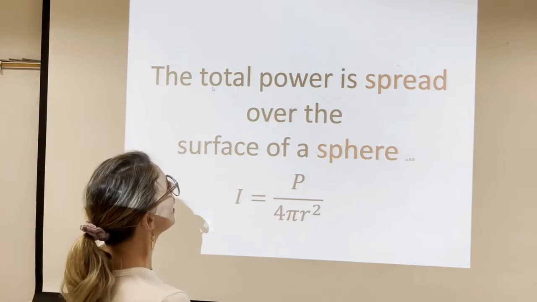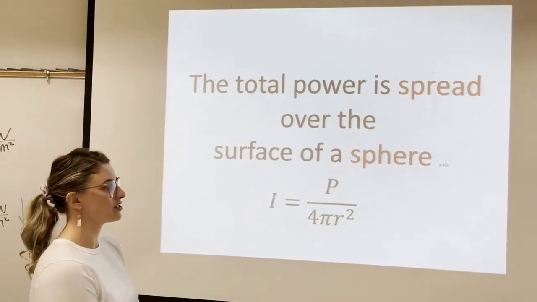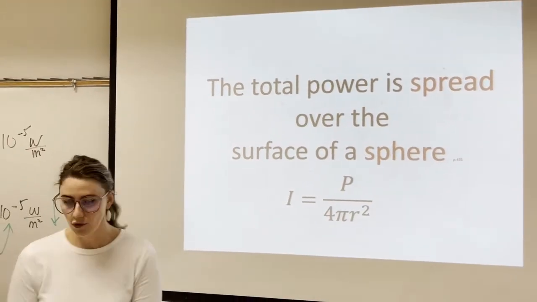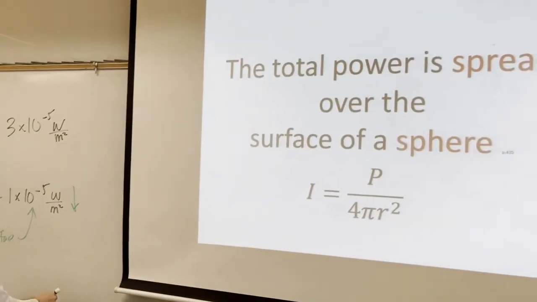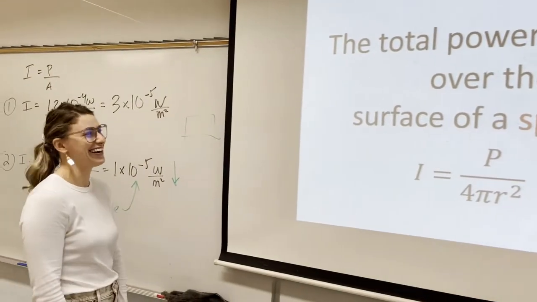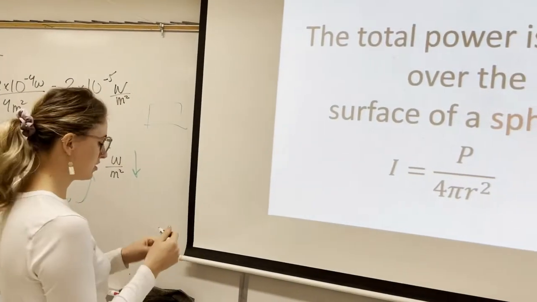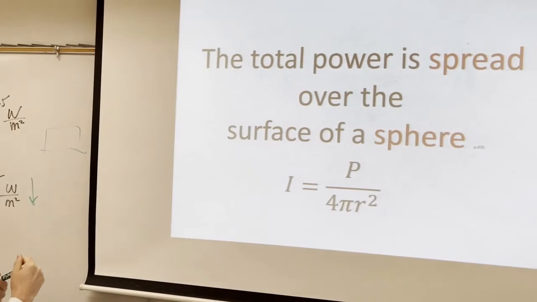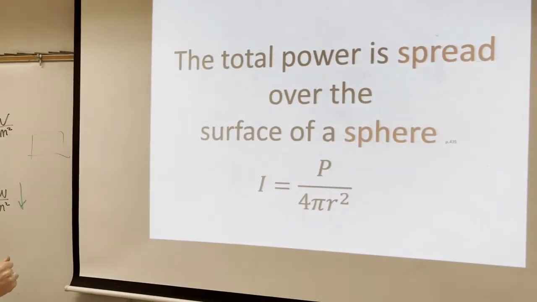The total power is spread over the surface of a sphere. Before these ones we were talking about an eardrum, that's what my eardrum looks like. But now we're going to talk about the geometry of sound. The total power. Go ahead, Wigan. This is kind of like blowing bubble gum.